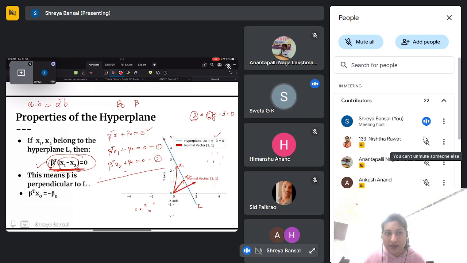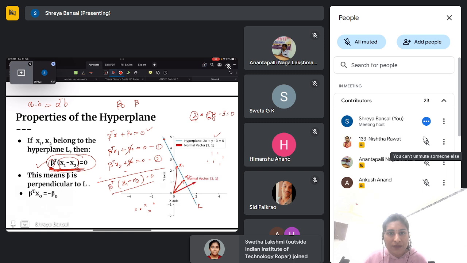Is that clear? Again, listen. From equations 1 and 2, we just subtract the two equations. Beta naught cancels out, and beta transpose becomes common, with x1 minus x2. So the first vector is beta, and the other vector is x1 minus x2. The dot product is equal to 0, which means beta is perpendicular to x1 minus x2. Any doubt till now?